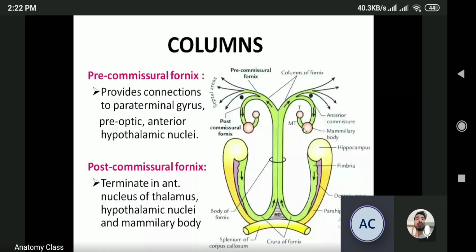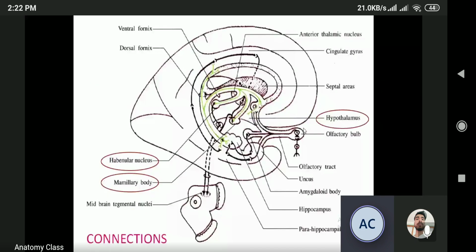So here, this picture shows the connections of the fornix. The fornix provides the major pathway into and out of the hippocampus. This is the hippocampus, so the fornix is the major pathway providing fibers into and out of the hippocampus. The main connections of the fornix include the fibers of the hippocampal commissures. See here, this is the hippocampus of one cerebral hemisphere.